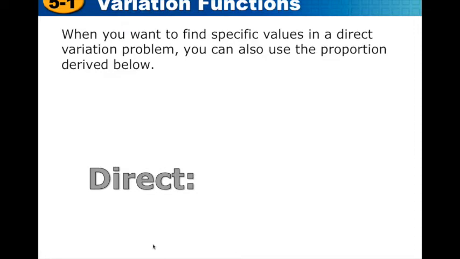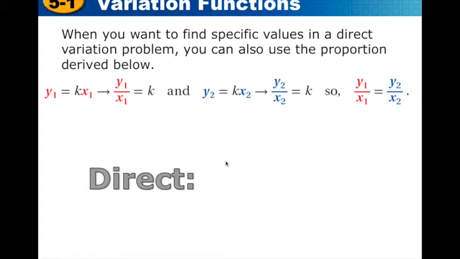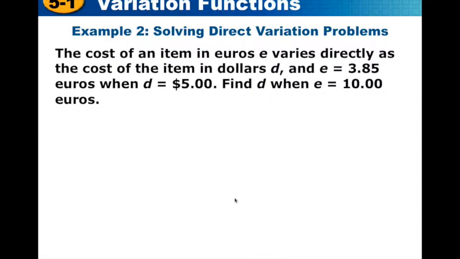Now, when you want to find a specific value in a direct variation problem, instead of using the equation that we just did, y equals kx, you can just set up a proportion saying y1 over x1 equals y2 over x2, which ends up being a tad bit easier to do it that way. So let's look at an example doing it both ways. The cost of an item in euros varies directly as the cost of the item in dollars, and E equals 3.85 euros when D equals $5. Find D when E is 10 euros.